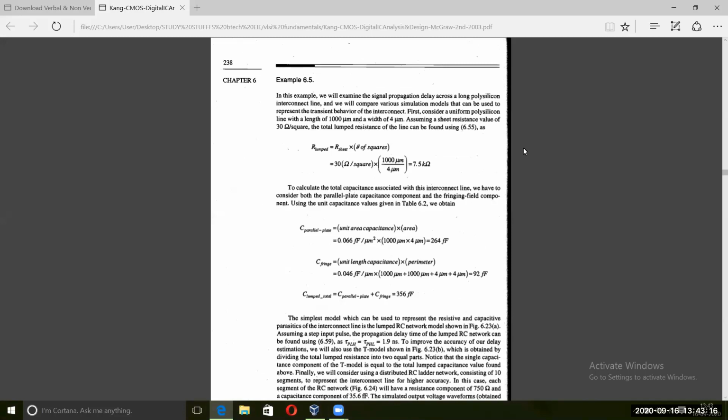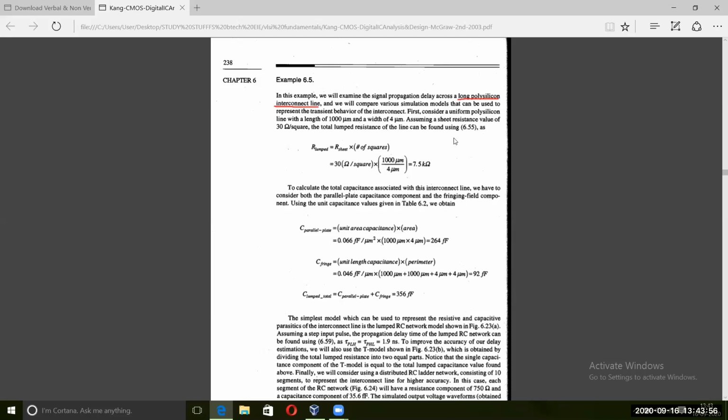In this example, we have to calculate the propagation delay, that is the TP of the polysilicon interconnect line. Okay, and then we will do the simulations and see how it is varying. We have the predefined data. We are going to use that one only, and then find out. Okay. So it's given that line whose length is 1000 micrometer and width is 4. Then this is the sheet resistance. As sir had explained to us about the sheet resistance, what sir had said.